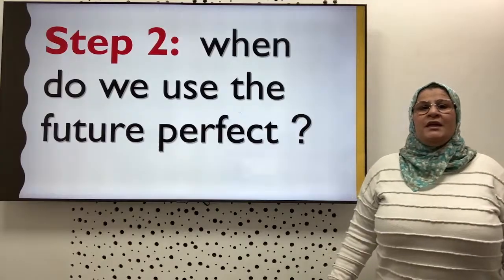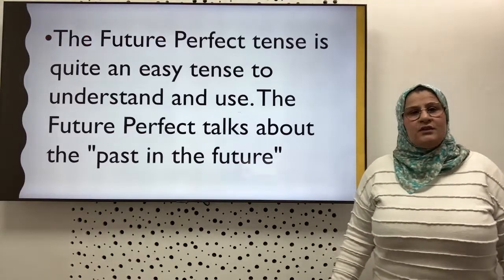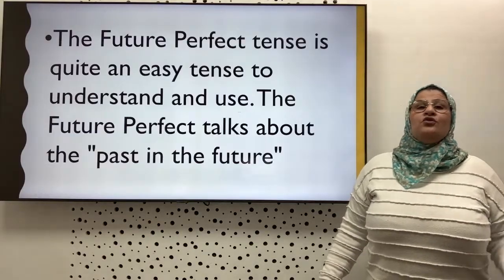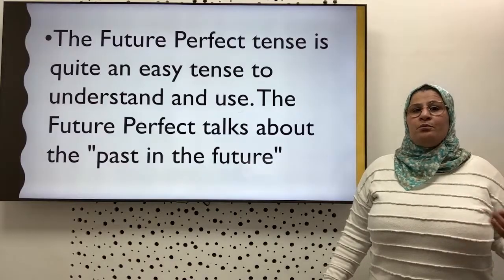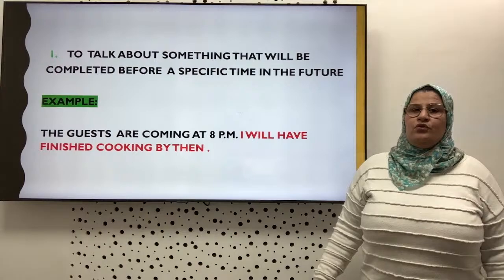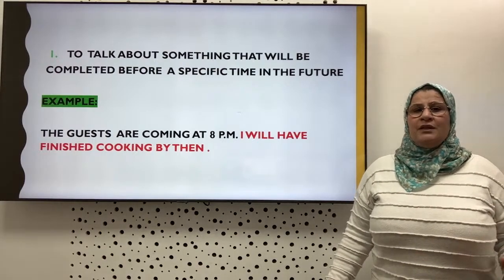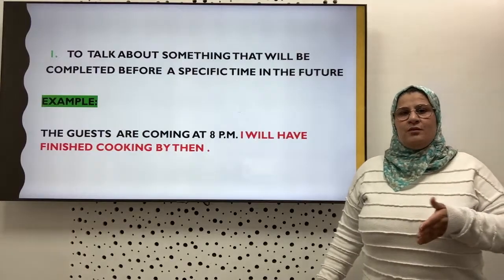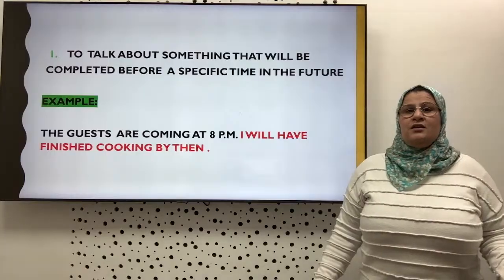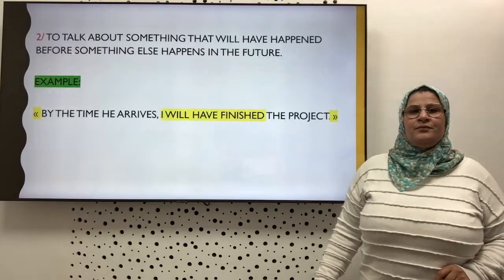Step number 2 is when do we use the future perfect simple. The future perfect simple is quite an easy tense to understand and use. The future perfect talks about the past in the future. So, use number 1: we use the future perfect simple to talk about something that will be completed before a specific time in the future. Example for this, the guests are coming at 8 p.m. So, I will have finished cooking by then.